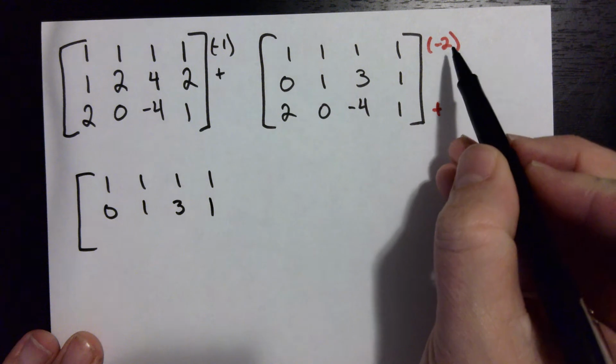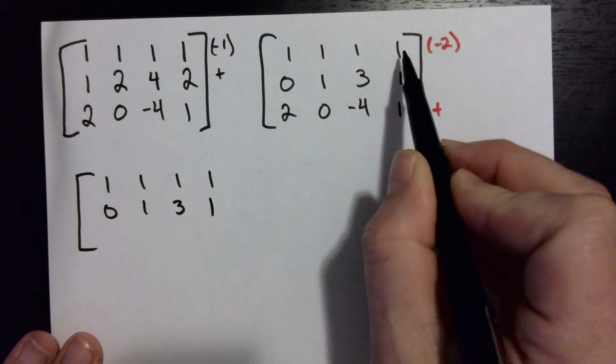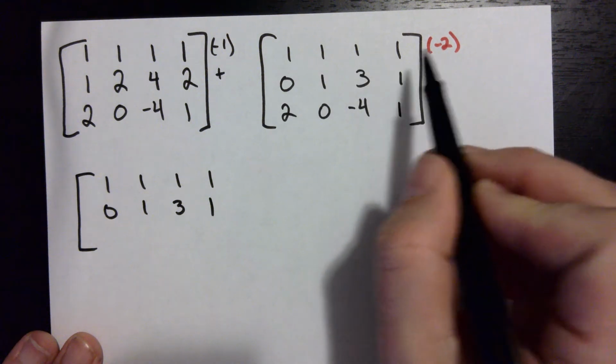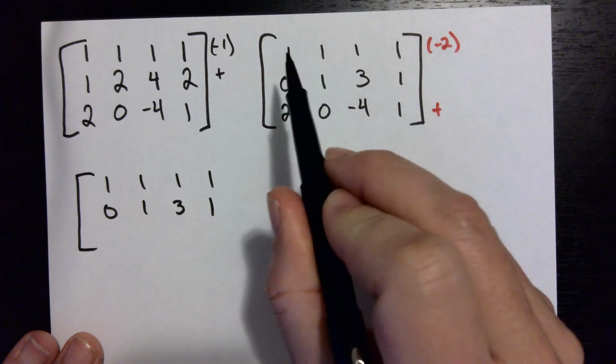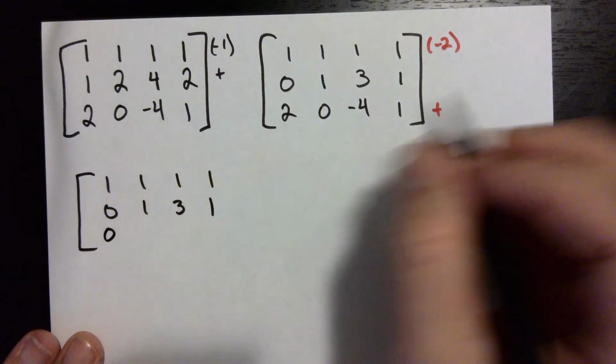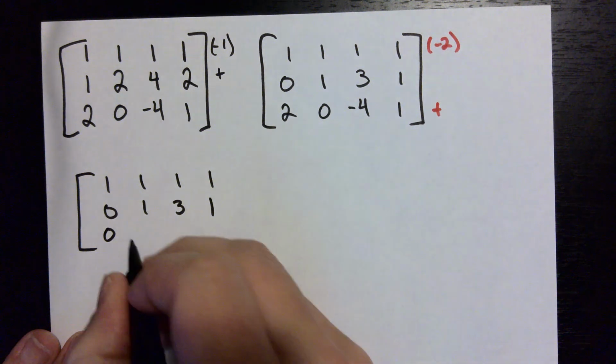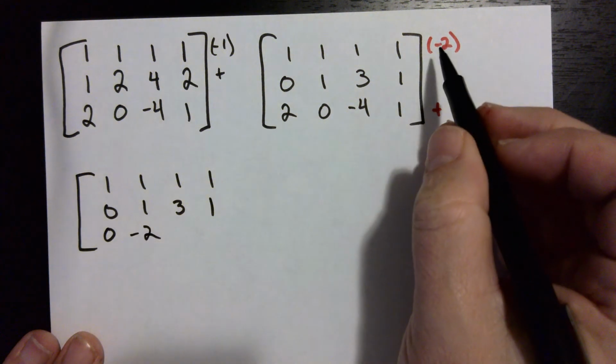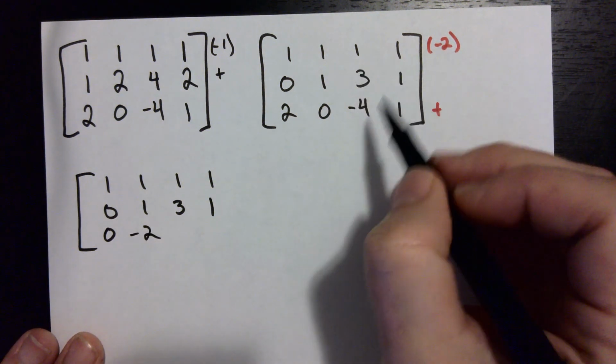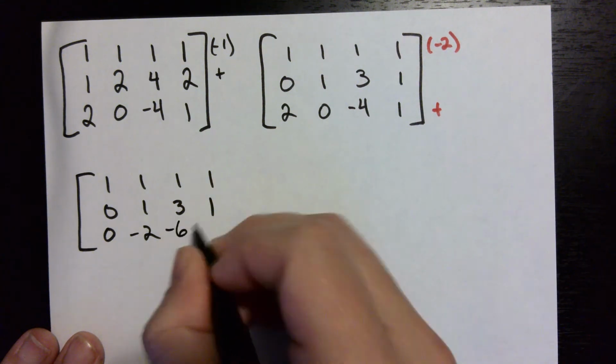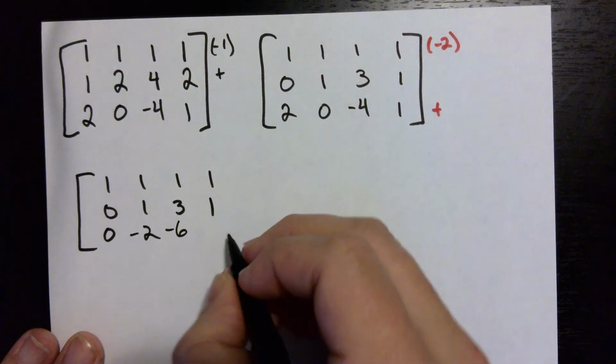And now we look at the fourth row. Notice that -2 times all these ones is -2. So each time I multiply, I'm going to get -2. So -2 plus 2 is 0, which is what we wanted. -2 plus 0 is -2. -2 plus -4 is -6. And then -2 plus 1 is -1.